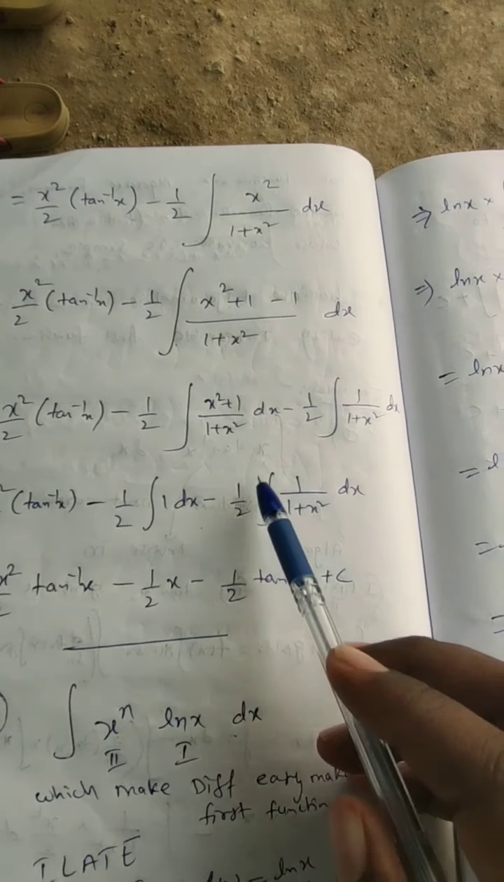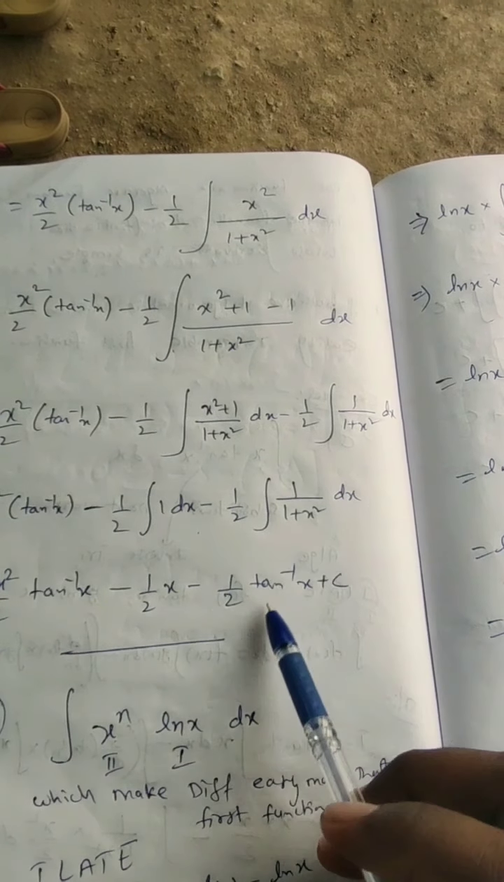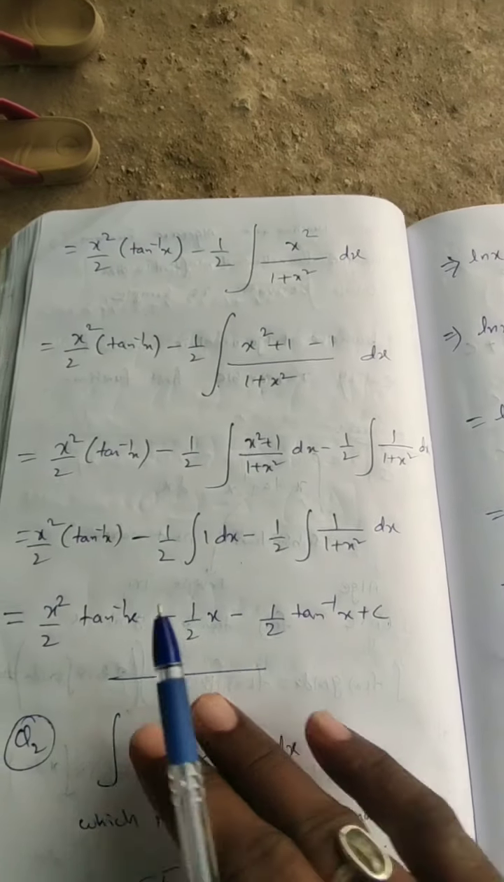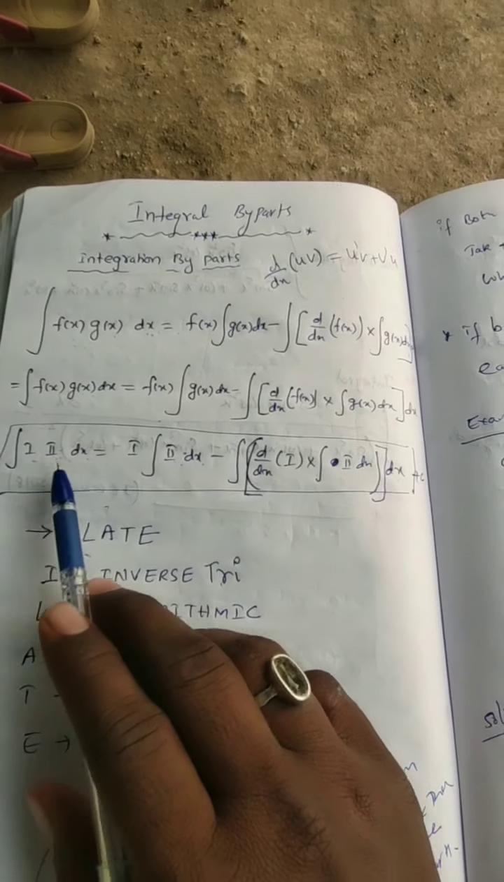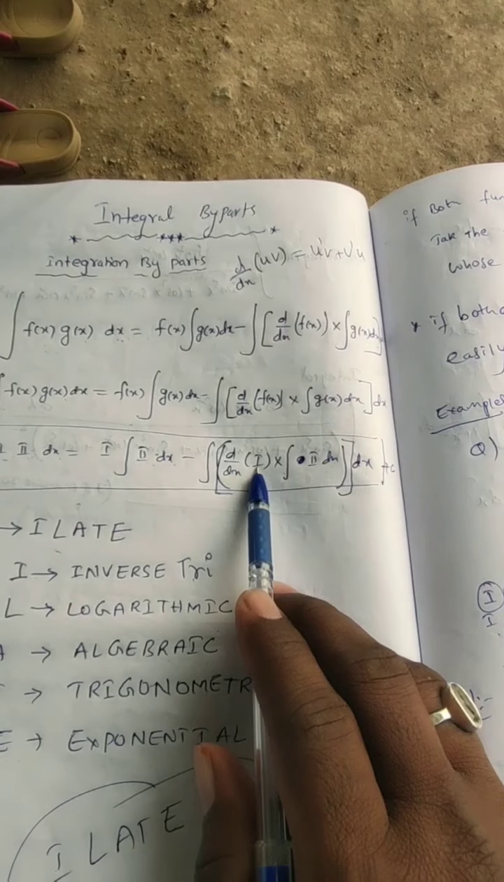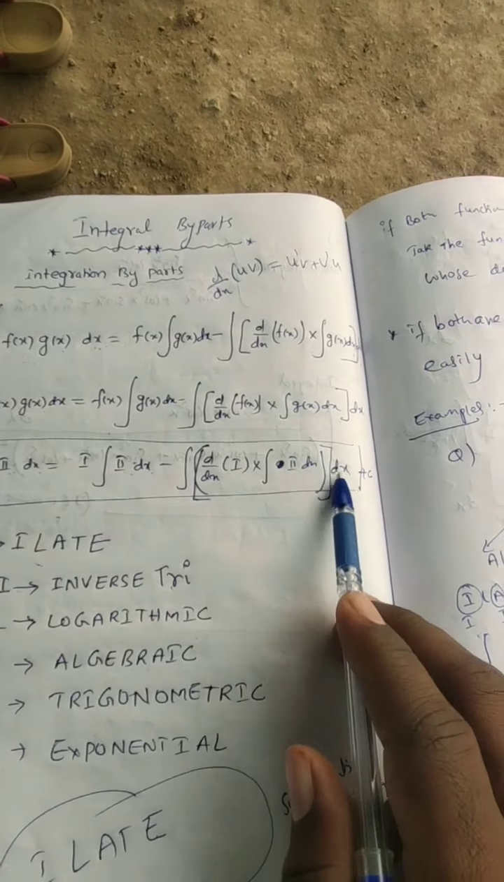So x by 2 minus 1 by 2, 1 upon 1 plus x square. The integration of 1 upon 1 plus x square is tan inverse x plus c. So this is the way we completed. So what we do here, integration by parts means we use the first function out, we integrate the second function, we differentiate the first function, we integrate the second function, and this whole product will do integration.